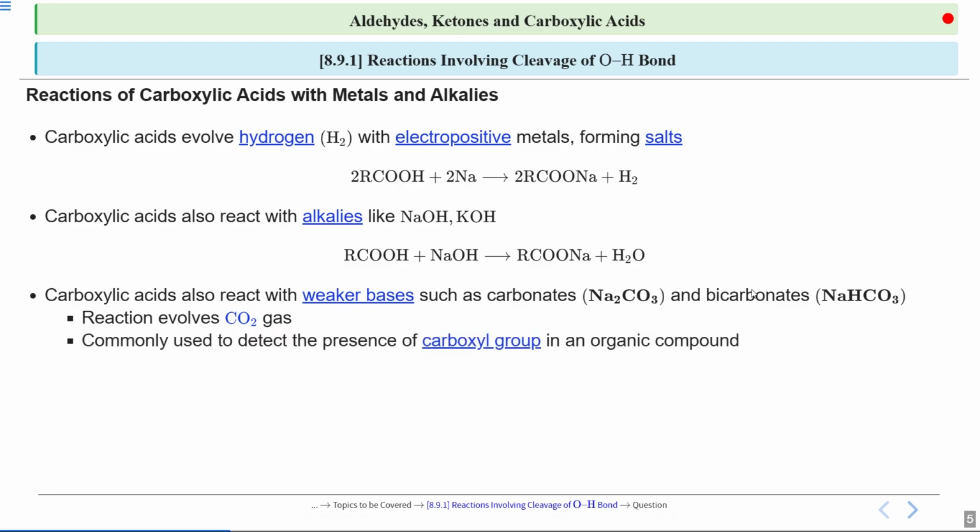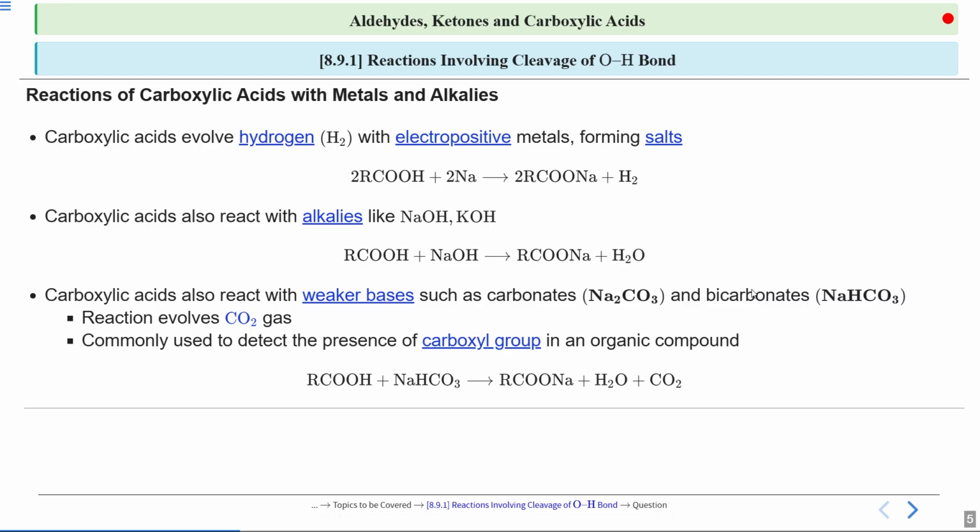The evolution of this carbon dioxide gas is a common test to detect the presence of a carboxyl group in an organic compound. So this is a practical application in the laboratory which is used to identify unknown substances.